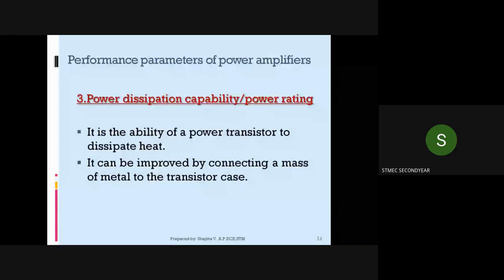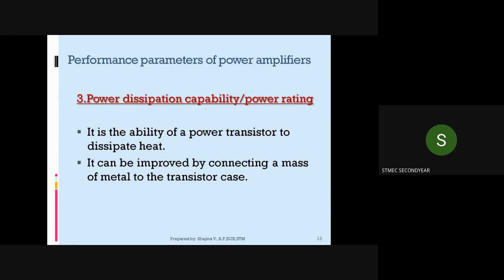of metal to the transistor case. That is, if you are connecting a mass of metal to the transistor case, more power can be dissipated through the transistor case. That is why the size of the power transistor is increasing. In order to improve the power dissipation capability, we are connecting a mass of metal to the transistor case. As a result, the size increases, but actually it is required. Otherwise, due to the generated heat, our component will get damaged.